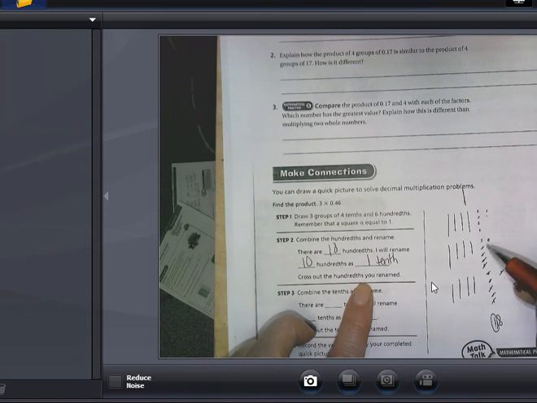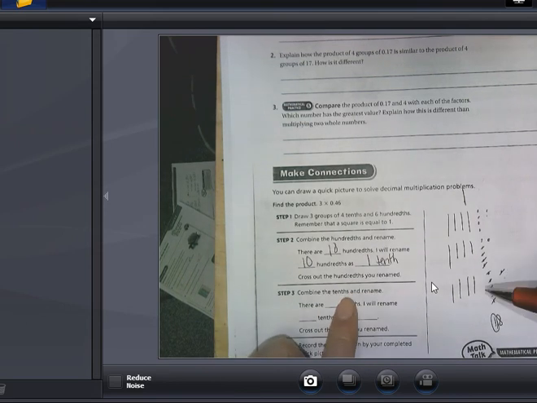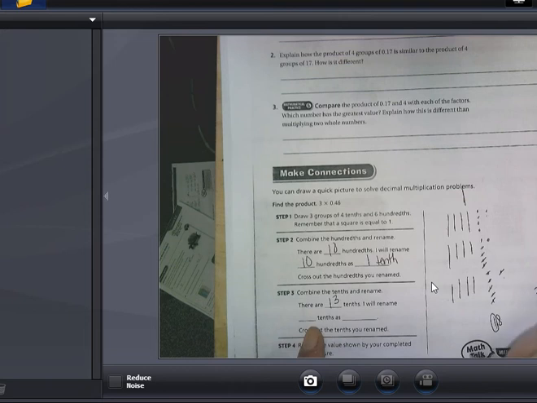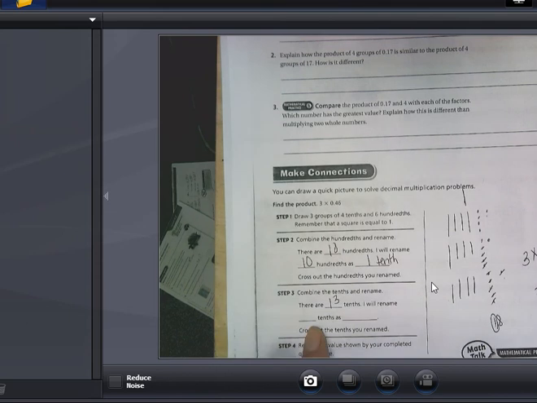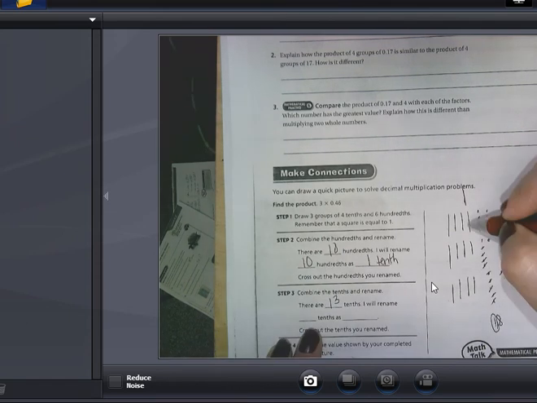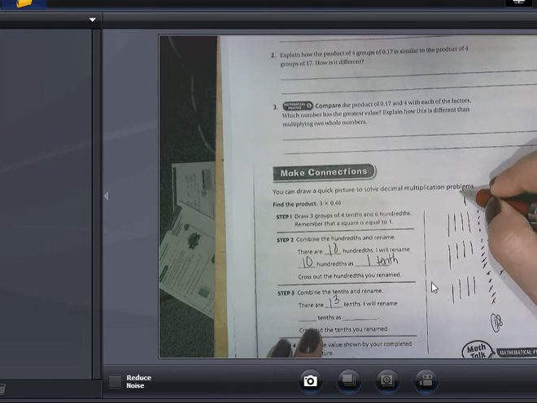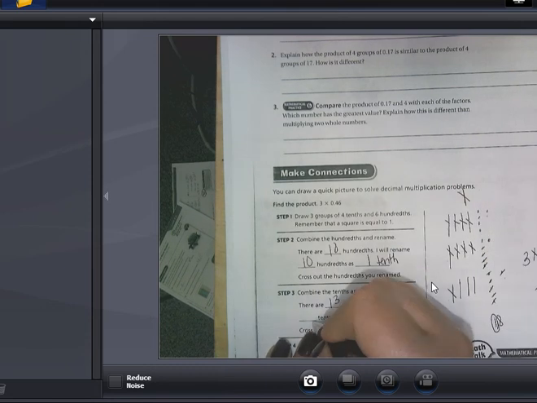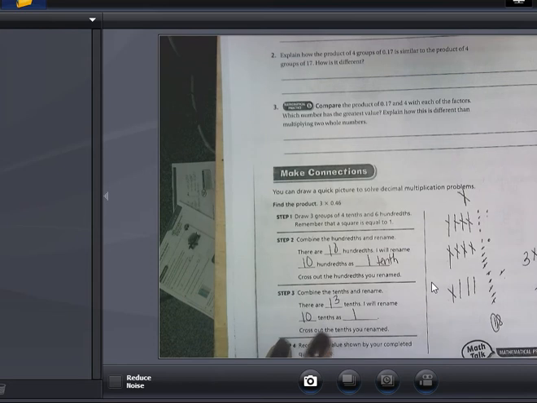Cross out the hundredths you need renamed. I did that. Combine the tenths. Okay, so we have 1, 2, 3, 4, 5, 6, 7, 8, 9, 10, 11, 12, 13. I have 13 tenths. I will rename them because I can't have 13. Or I could have done what? 3 times 4 equals 12 plus the 1 I carried, 13. So I'm going to rename how many tenths to make a whole? 10. 1, 2, 3, 4, 5, 6, 7, 8, 9, 10. 10 tenths as 1 whole.